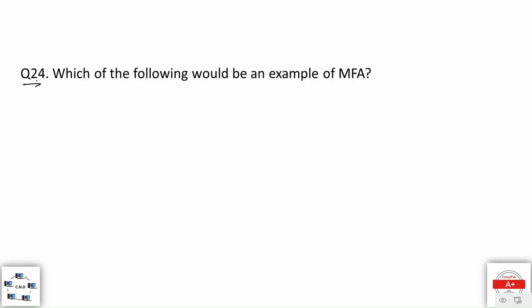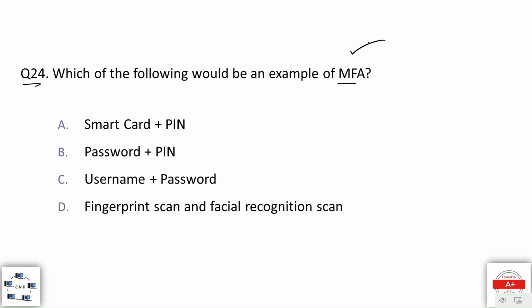Question number 24. Which of the following would be an example of MFA or multi-factor authentication? And the options are option A, smart card plus PIN, option B, password plus PIN, option C, username plus password, and option D, fingerprint scan and facial recognition scan. So remember, MFA, multi-factor authentication, is where we have two or more factor types. So the key point is factor types.